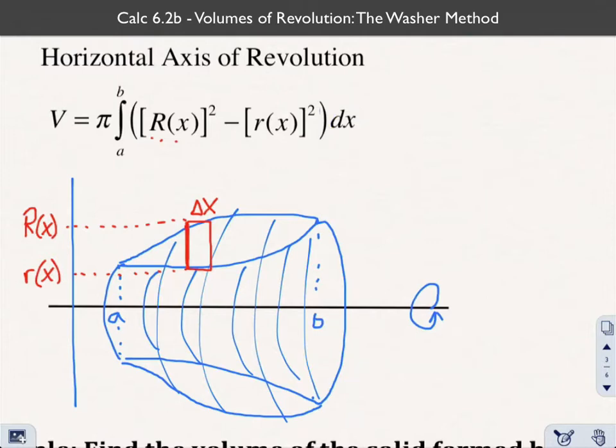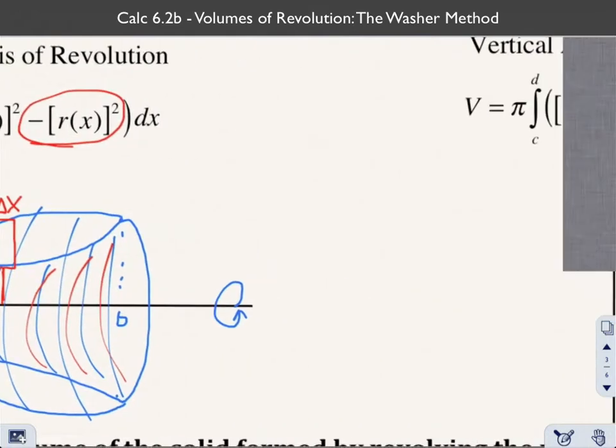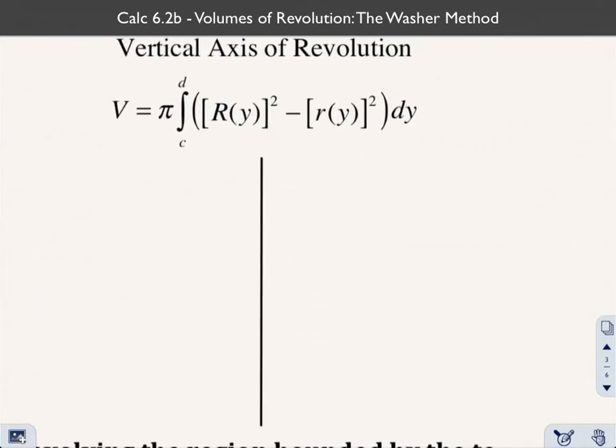Very similar to what we were doing with the disk method, but the washer method has to take into account the volume that's not going to be there, and we do that by subtracting out this hollow portion on the inside. Alright, let's take a look at a vertical axis of revolution now.